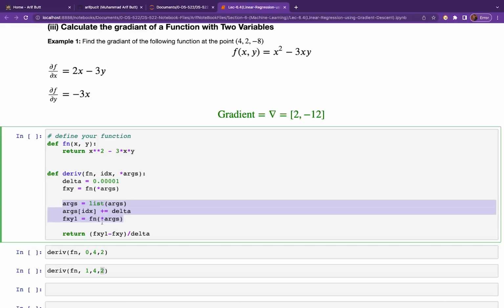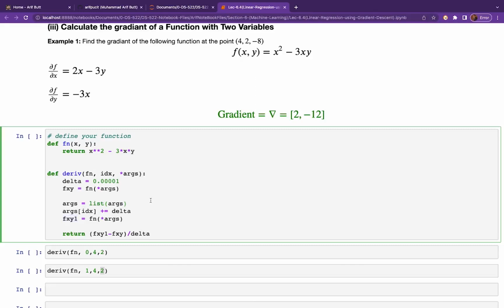So we have the two output values. One is f of xy and the other is f of xy1. So we can easily calculate the slope by using the formula y2 minus y1 over delta, or x2 minus x1. I hope the code makes sense.